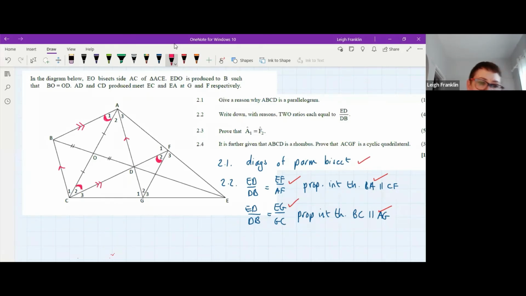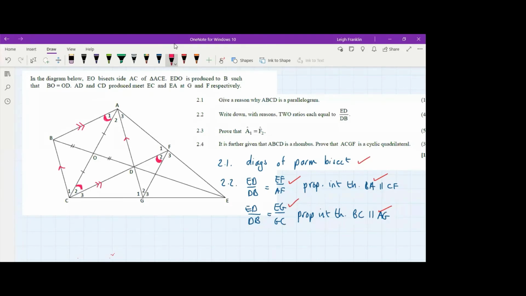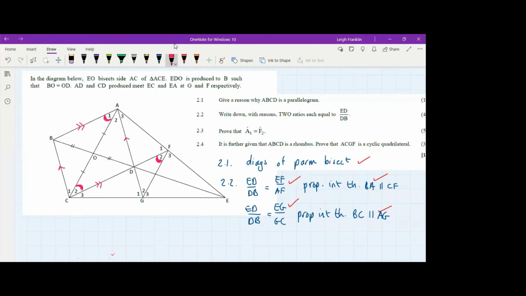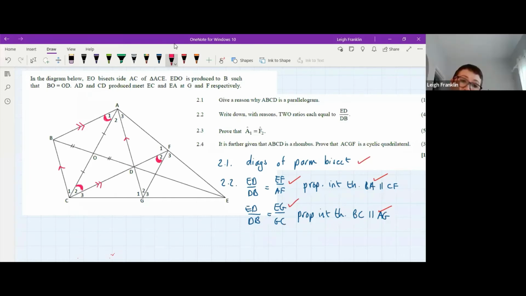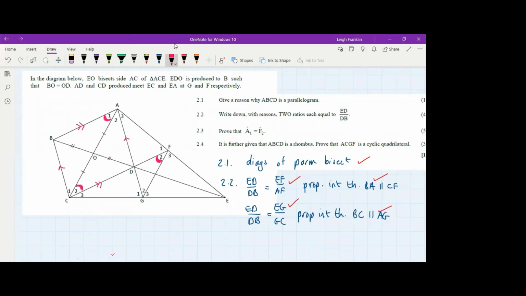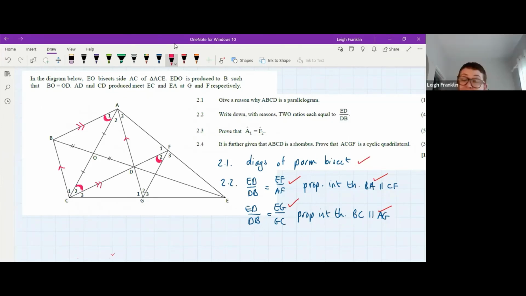Nice. All right. Is F2 equal to C2? Yes. Why, ma'am? Why are they equal? Alternate angles. Okay, but is line AC parallel to line FG? No. Okay, so C2 would be equal to F2 if those lines were parallel.